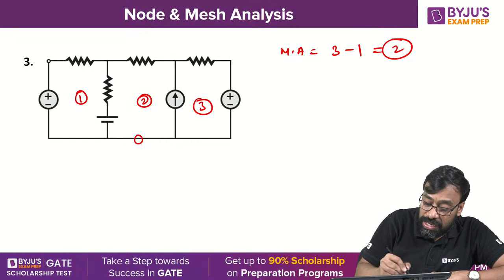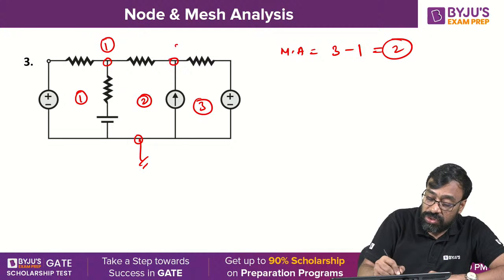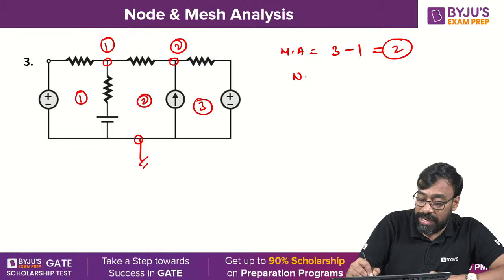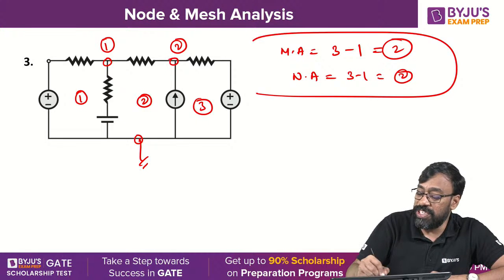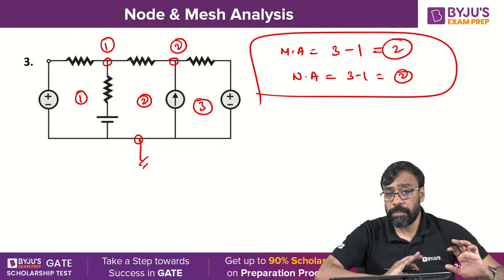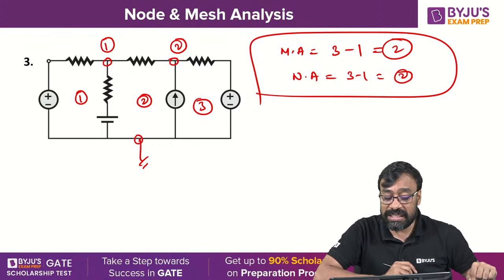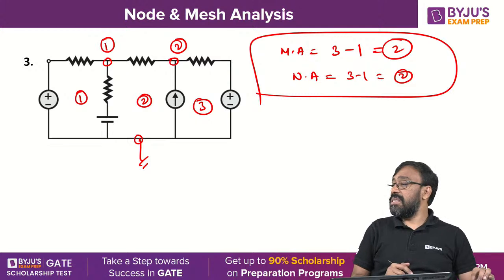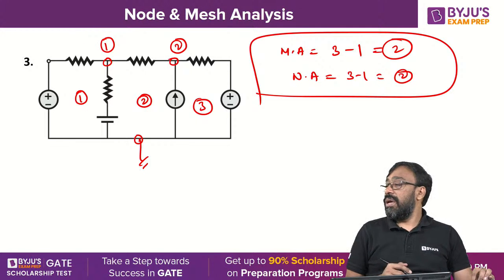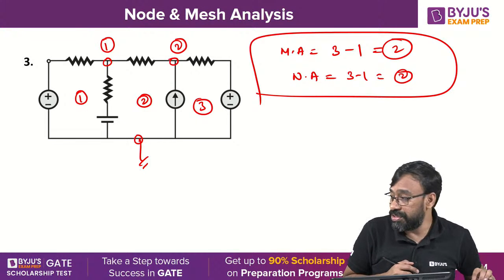What about node analysis? 1, 2, 3, this is 0, this is 1, 2, V1, V2. Therefore, in node analysis you require 3 minus 1, 2 equations. So, which method is best? Any method is okay. Whereas in the previous case, mesh analysis is the best method because it was giving 0 equations. Here, mesh analysis is giving 2 equations, node analysis is giving 2 equations. Yes or no? Very good, Ravi Shankar.